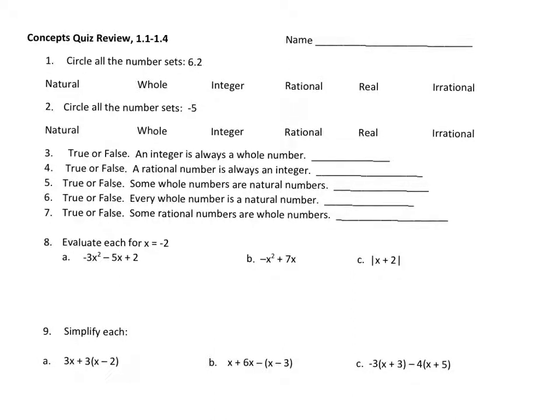Okay, circle all the number sets for 6.2. So 6.2 is a decimal that stops. I could also write this as a fraction, so automatically that's a rational number. So if it's rational, it's also real, so it's not a natural, whole, integer, or irrational number.